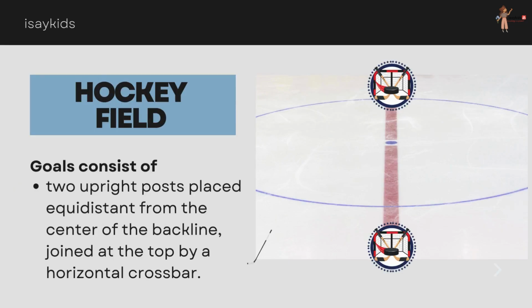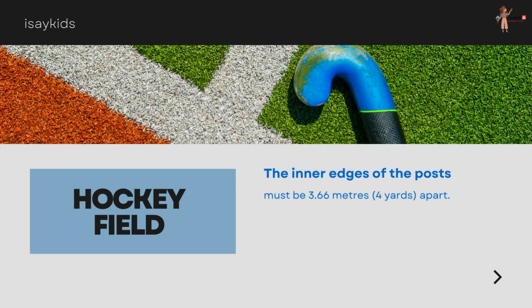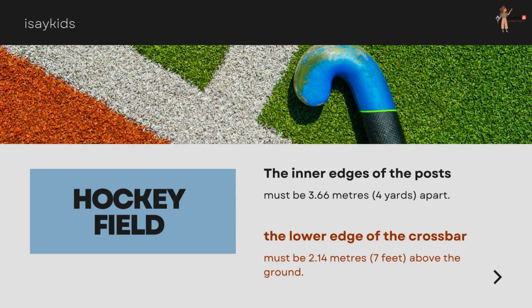Goals consist of two upright posts placed equidistant from the center of the backline, joined at the top by a horizontal crossbar. The inner edges of the posts must be 3.66 meters apart, and the lower edge of the crossbar must be 2.14 meters above the ground.